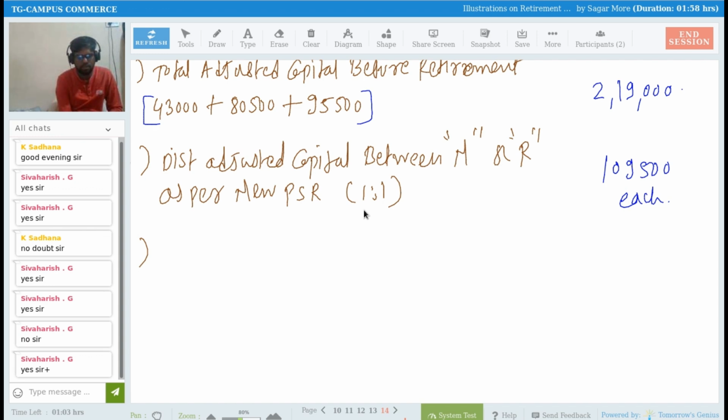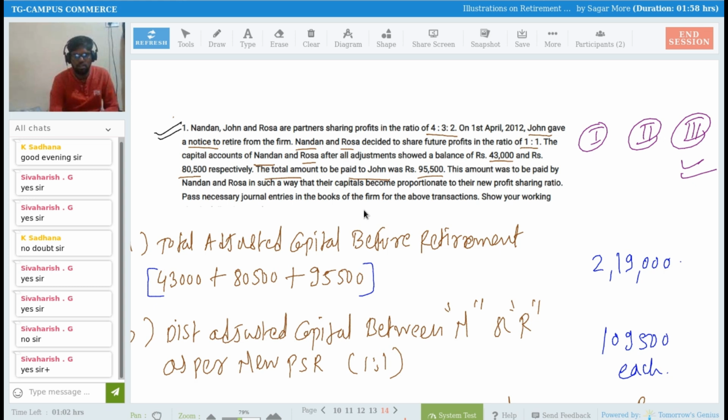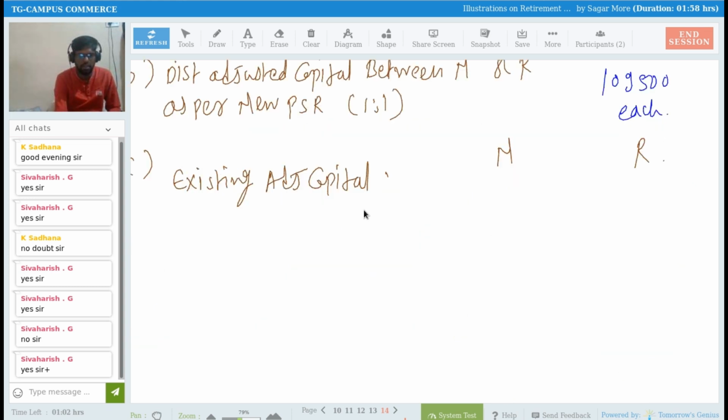Then, step number third. Simply I need to write down the existing adjusted capital of Nandan and Rosa. What is the existing adjusted capital of Nandan and Rosa? 43,000 and 80,500. I'm writing 43,000 and 80,500 rupees. It was given in the question.